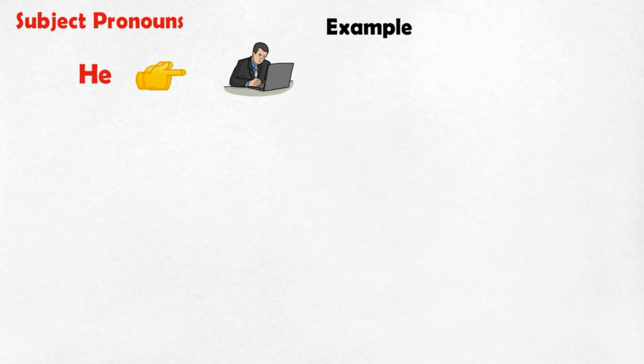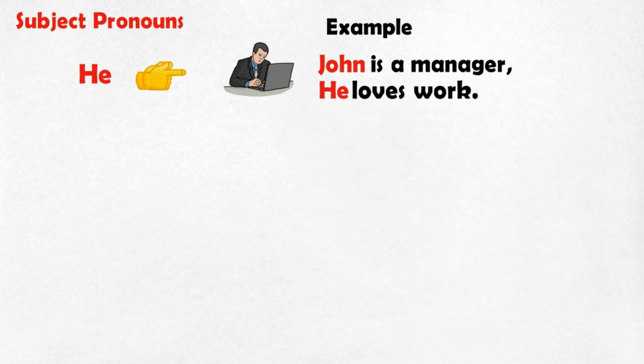Part 2, he. I use it with a man, male, or a boy. And I use that when I don't see the person or I don't look at. And it takes the noun's place. For example, as we can see, John is a manager. He loves work. I don't say John is a manager, John loves work. No. As we can see here, John is a manager.